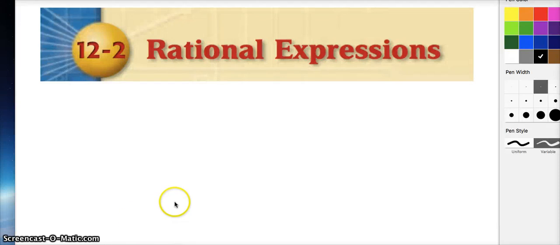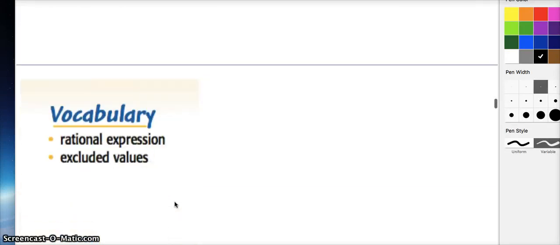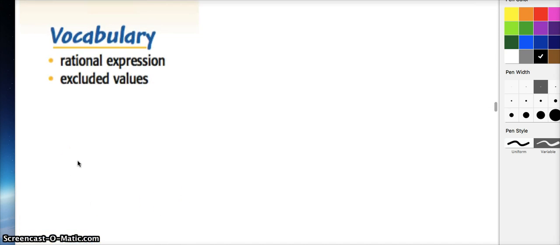Hey, Algebra 1 friends, we're in section 12.2, and today we're going to talk about rational expressions. Our vocabulary is basically rational expressions and excluded values. Let's talk about that quickly.